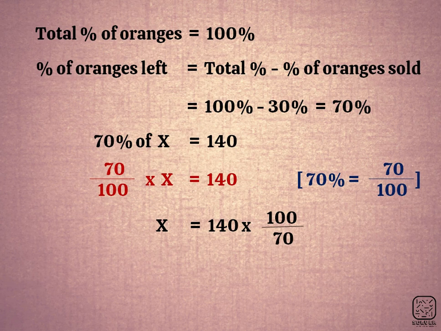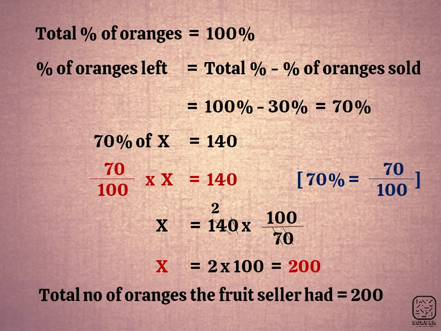Just the opposite operation. Now for solving it, remove 0. Then divide 14 by 7 and 7 by 7. We are getting 2 here. So x is equal to 2 into 100, equal to 200. So the total number of oranges the fruit seller had is equal to 200.